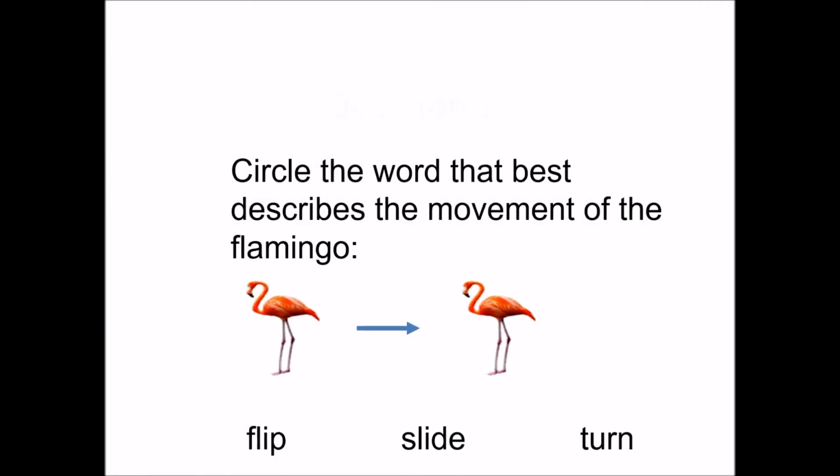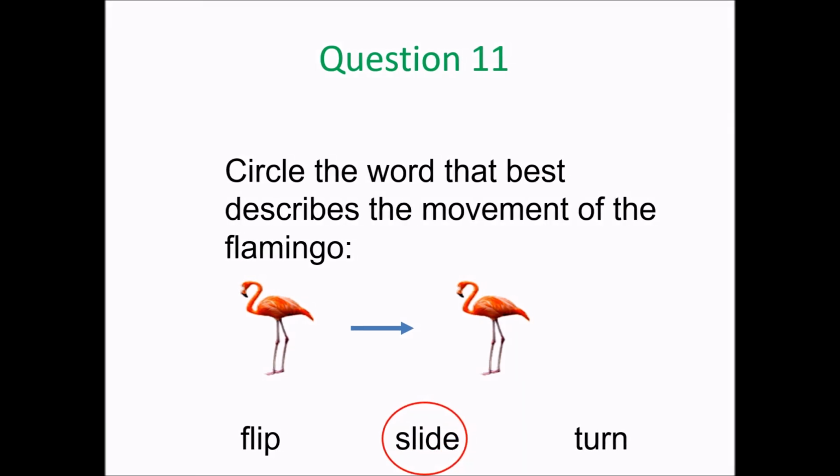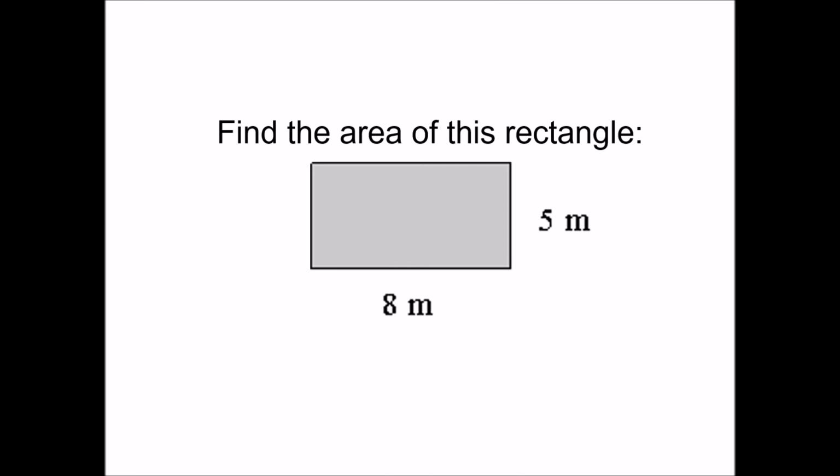No renaming. Circle the word that best describes the movement of the flamingo. Is it a flip, slide, or turn? Wait on it. Here it comes. Where is it going? Slide. It's the same thing. Once you have the same thing, it's a slide. So that one is a slide.